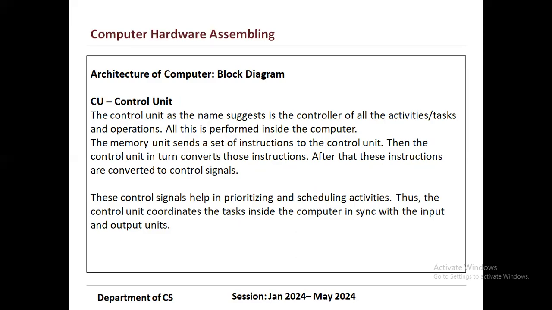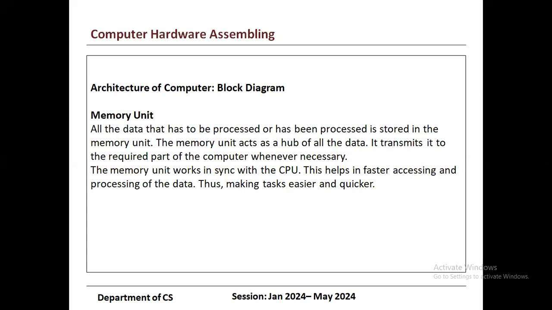These control signals help in prioritizing and scheduling activities. Thus, the control unit coordinates the tasks inside the computer in synchronization with the input and output unit. So this is about the functioning of the control unit. In our next slide, we'll discuss the memory unit.